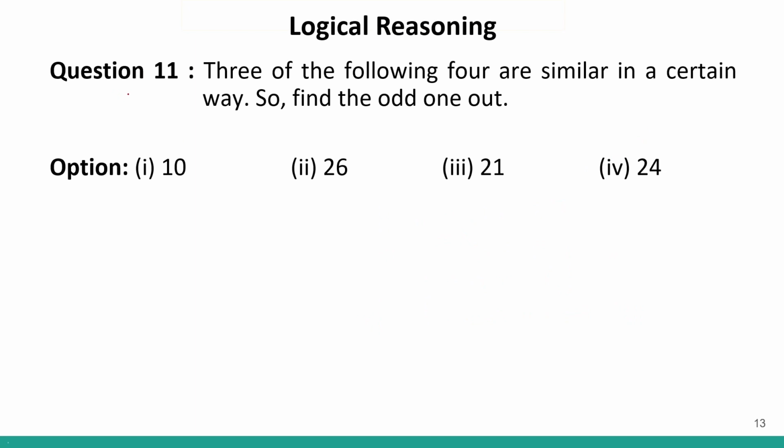Now, question number 11. 4 numbers are given to us, 10, 26, 21 and 24, and we have to find the odd one out. Now, if I expand 10, I can say it is 5 into 2. Correct? If I expand 26, I can say it is 13 into 2. Similarly, if I expand 21, I can say it is 7 into 3. And if I expand 24, I can say it is 6 into 4. Correct? Or I can also say this is 8 into 3. 8 into 3 also gives me 24.